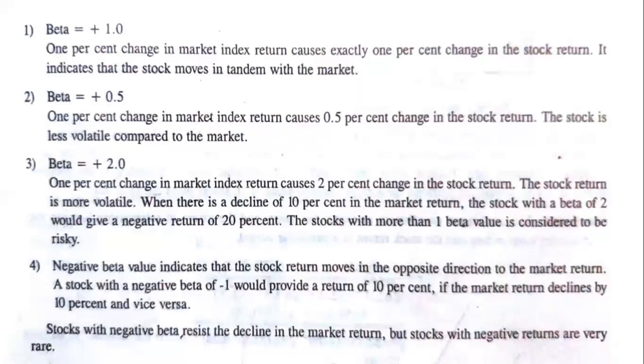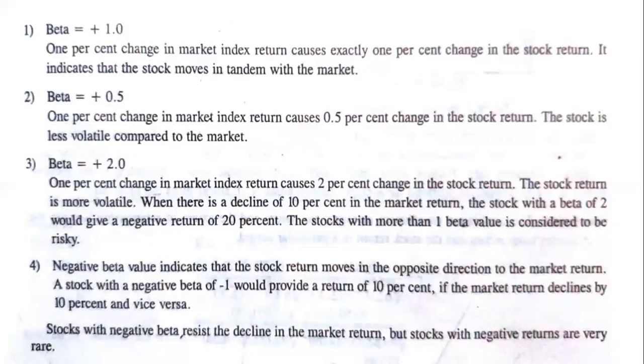Now if beta is plus 2, which indicates high volatility, what happens here is, if there is a decline of 10% in the market return, it will be multiplied by 2, so it will give a 20% decline in the stock which you are holding. So this is treated as highly volatile. We have already discussed that a stock with a beta value of more than one is considered to be very risky.